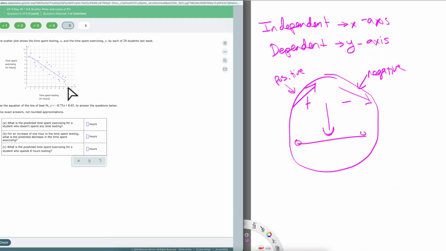So we can use this equation here. They drew the line of best fit for us, and then they created the equation. To answer the questions below, we're going to give exact answers. We're not rounding any approximations. We're giving an exact answer, whatever is worked out here.